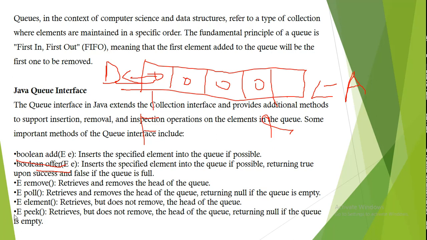So similarly, the element method is there. Element retrieves but does not remove. Element means it will just retrieve the data and it will not delete. What is the meaning of that? It will take the data and display it to you, but it will not delete. So let us also check that.